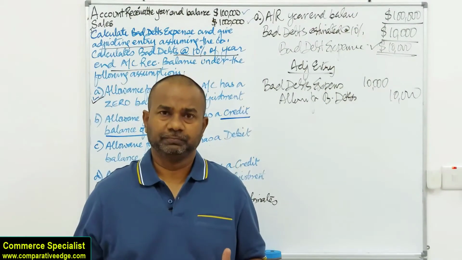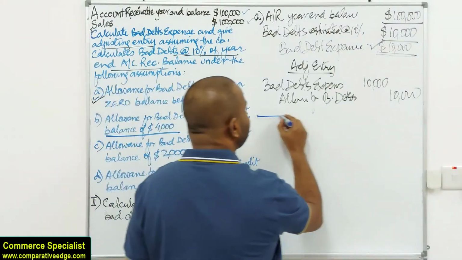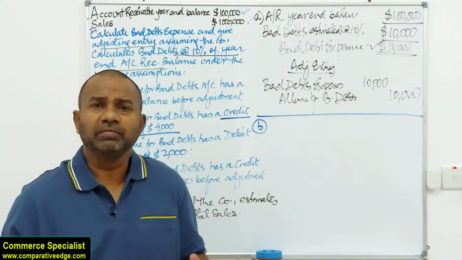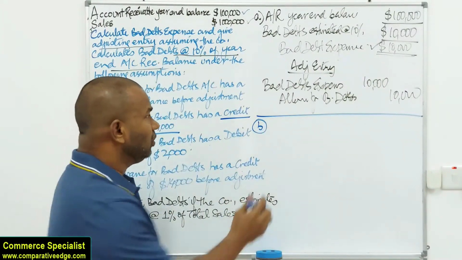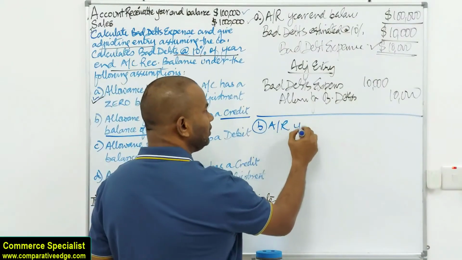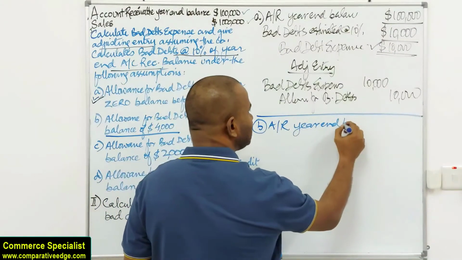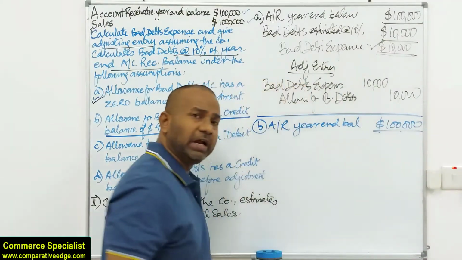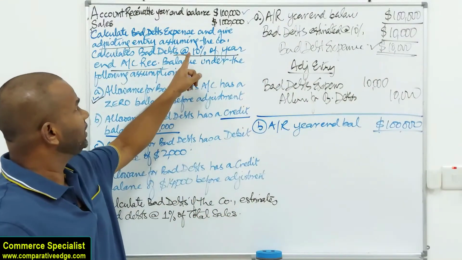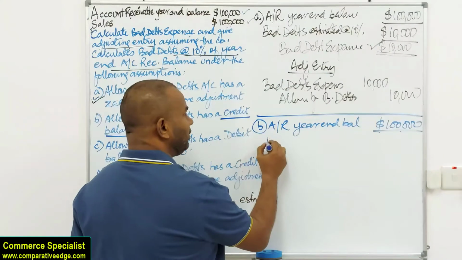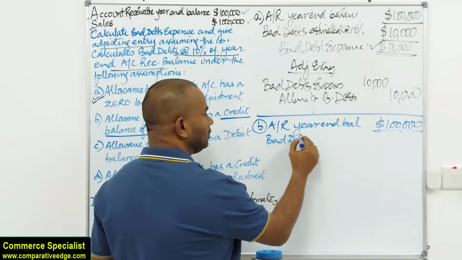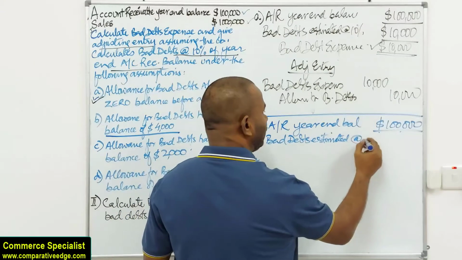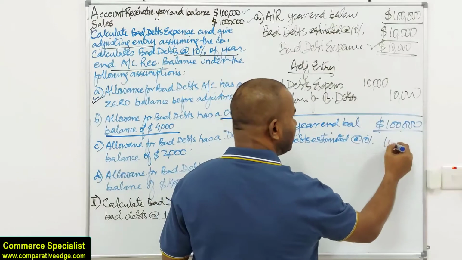What do we do? The calculation is very simple. This is case B. The question is the same, the company's policy is the same. So I am taking accounts receivable year-end balance, same as before, 100,000. Drop a line here so that you don't add it with something. Look at the company's policy, bad debts at 10%. So I am writing here bad debts estimated at the rate of 10%. 10% of 100,000 is 10,000.